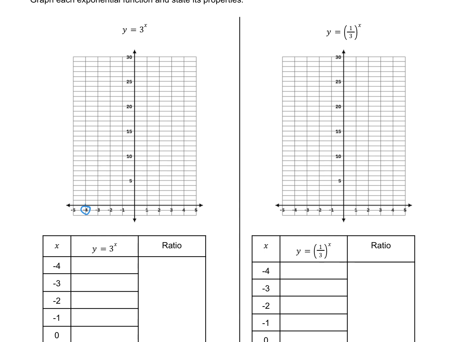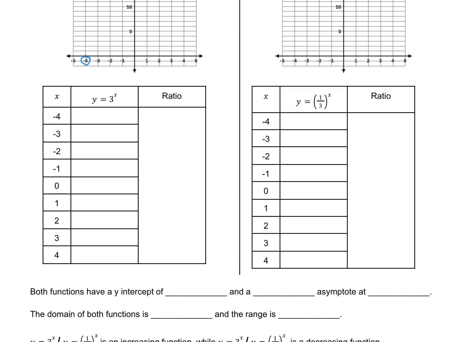Then I would do 3 to the power of -3, and so on, and I can plot the points and kind of do a table of values in my head. But I am just going to do it properly this time around. So 3 to the power of -4 is a decimal that goes on forever.